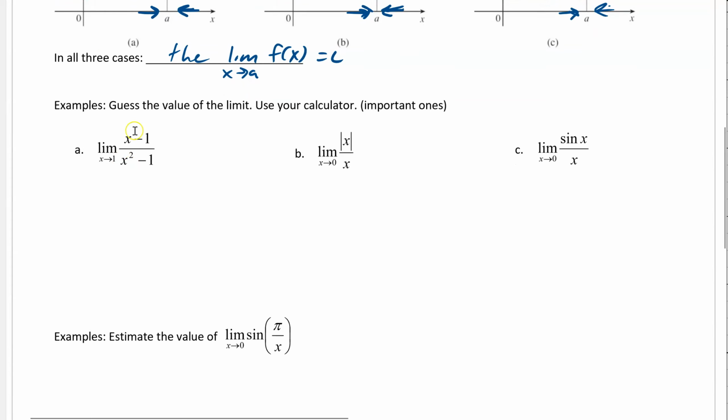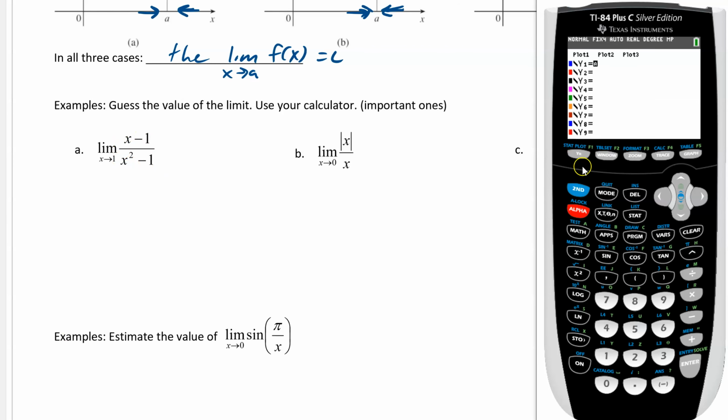So what we're going to do is plug this in our calculator and then take a look at it. So if we do alpha y and we plug it in, we get x minus 1 on the top, and then x squared minus 1 on the bottom. So now what we're going to do is look at this graph.